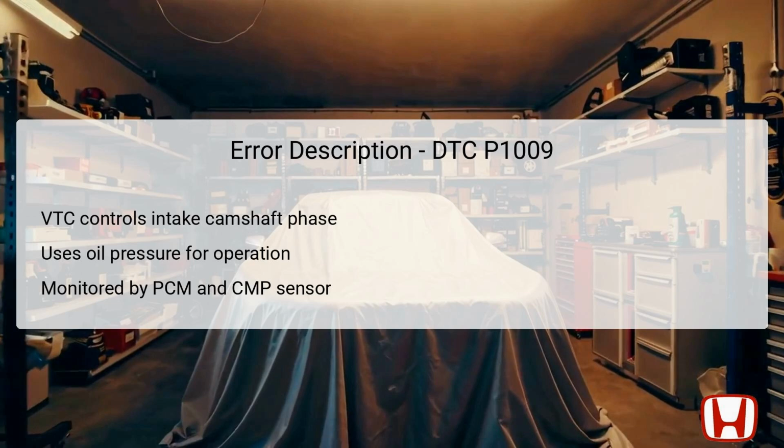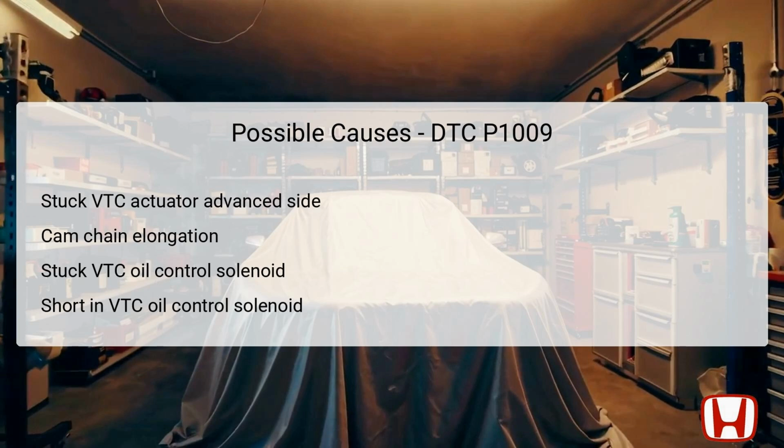The VTC system's role is essential during various driving conditions, optimizing timing for both power and fuel efficiency. An understanding of the location and operation of these components is critical to diagnosing and resolving VTC-related issues. Examining the possible causes of DTC P1009 provides valuable insight into the potential mechanical issues at play.